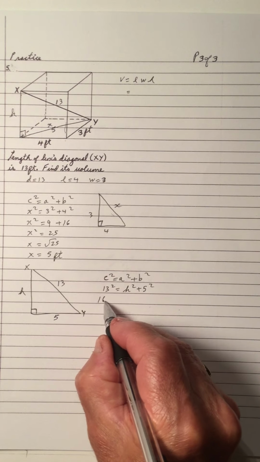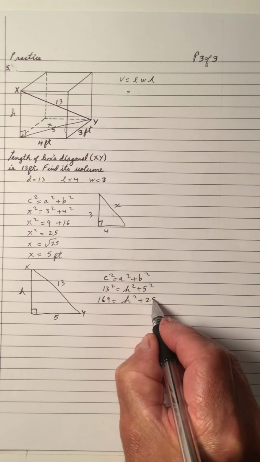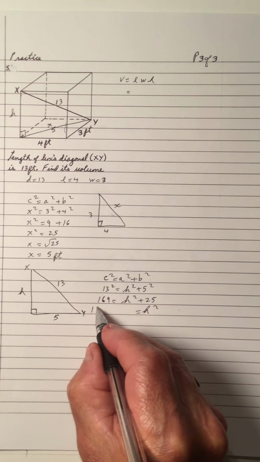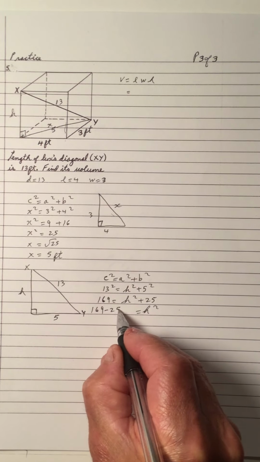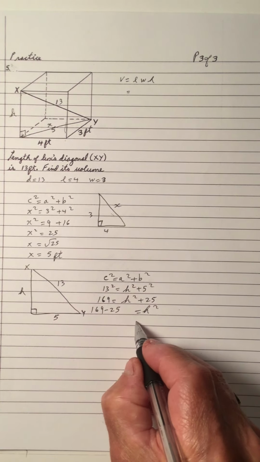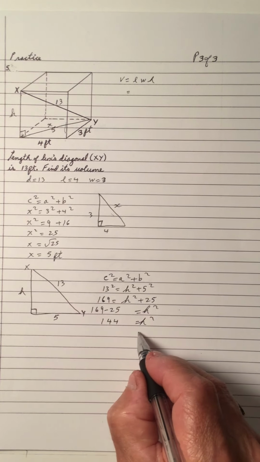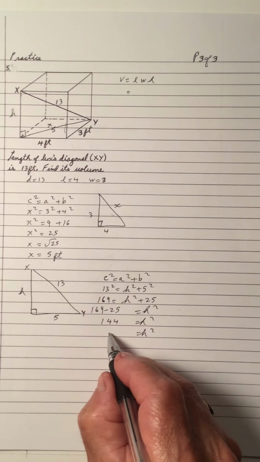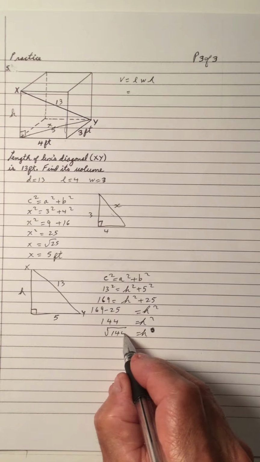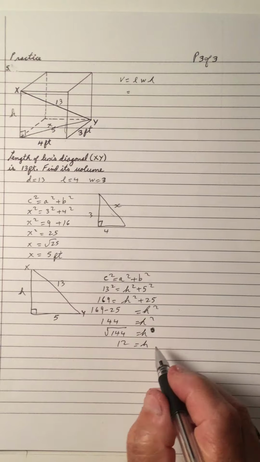13 squared, 13 times 13 is 169. H squared plus 5 squared, 5 times 5 is 25. So H squared is 169 minus 25, because we transpose, move the 25 to the left, make it a minus. So H squared is 144 when we subtract. The square root of 144 is H. So H is equal to 12. So we have a height of 12.